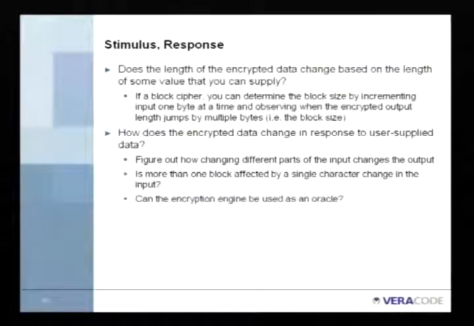How does the encrypted data change in response to user supplied data? What different fields that I have control over can I use to affect the token? So is it just the email address, or are there other things being stored in there? It's kind of a binary way to figure out, even though you don't know how it's being stored, what is actually being stored in there.